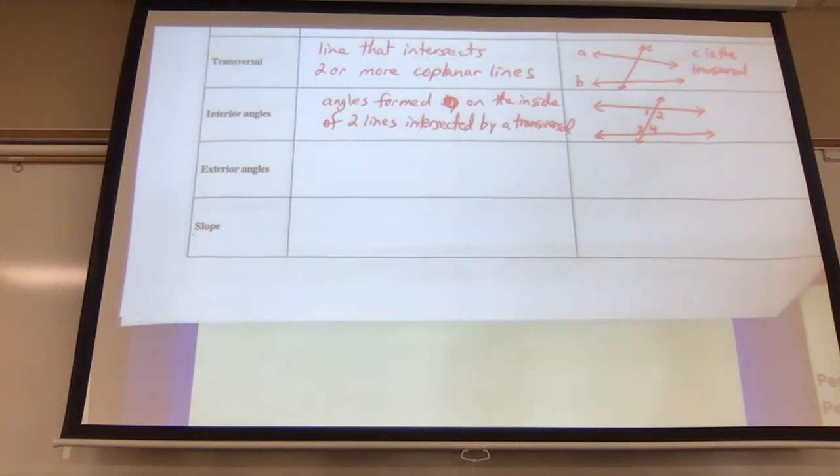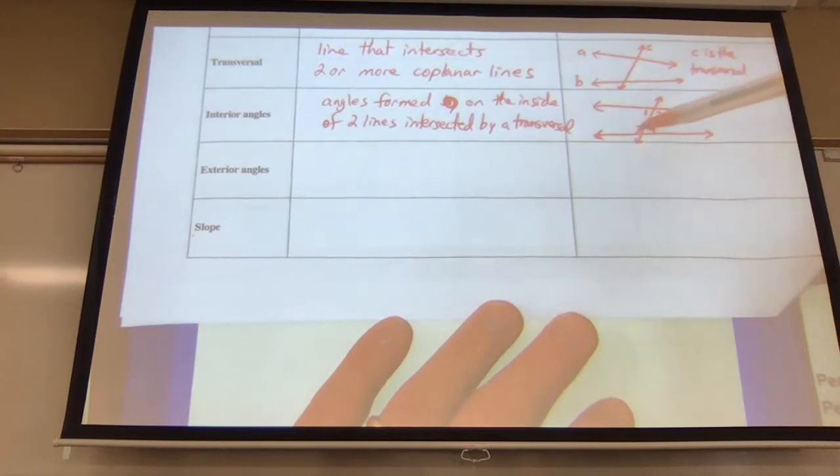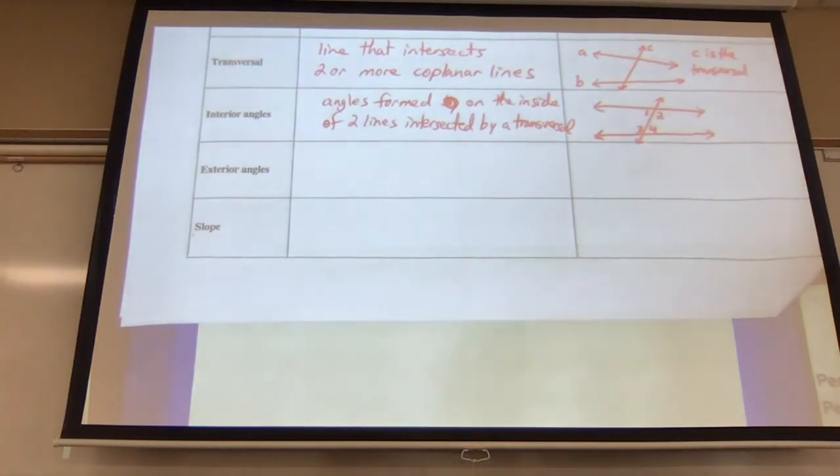If you think of interior being on the inside, that will help you remember that. There are the angles on the inside of the two lines that are being intersected by that transversal. And then right below there, we've got exterior angles. You can probably figure out what's going to happen with exterior angles. If interior angles are on the inside of the two lines being intersected, where are the exterior angles going to be? They're going to be outside.